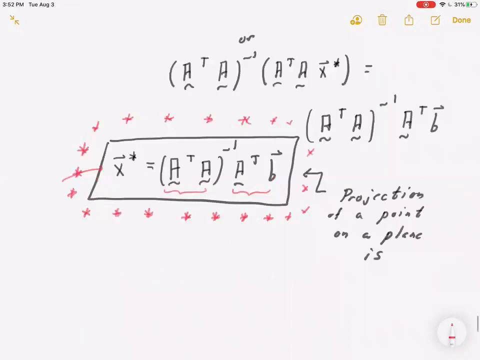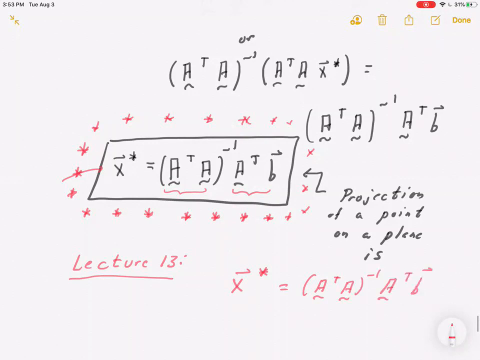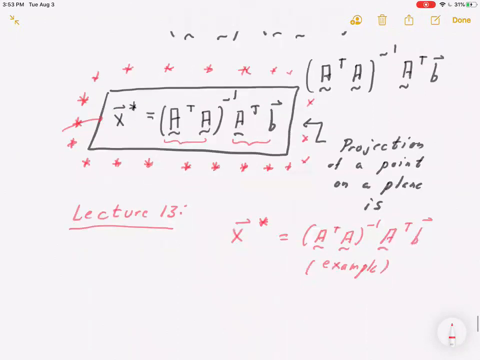Okay, so next time, our final lecture for the course, we will look at an example of how this thing works, so we can become more comfortable with it. And then we will discover an important application for this expression, the least squares approximation. And we'll go through at least two examples of how that works.